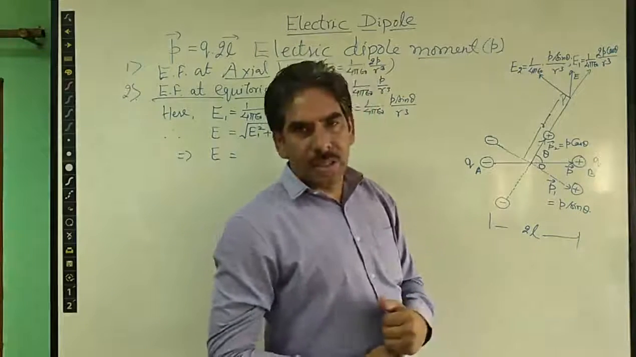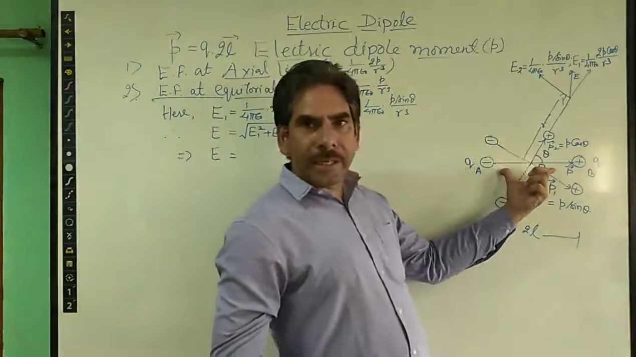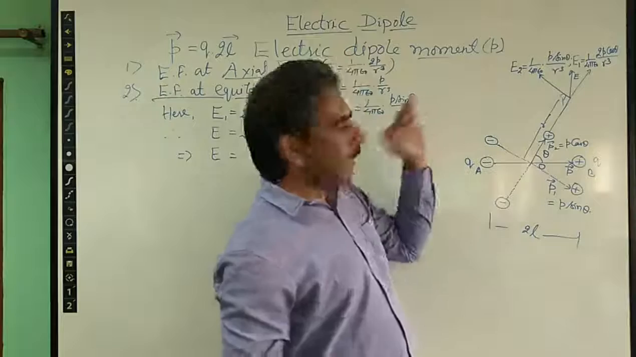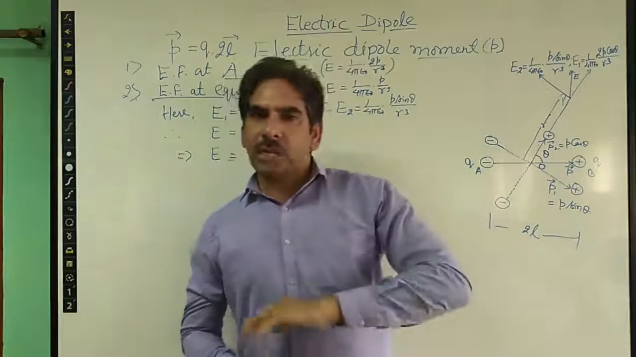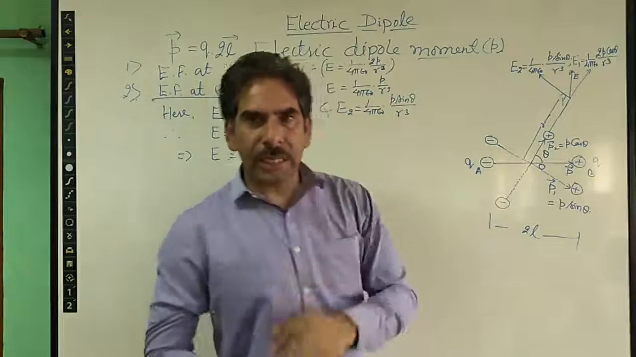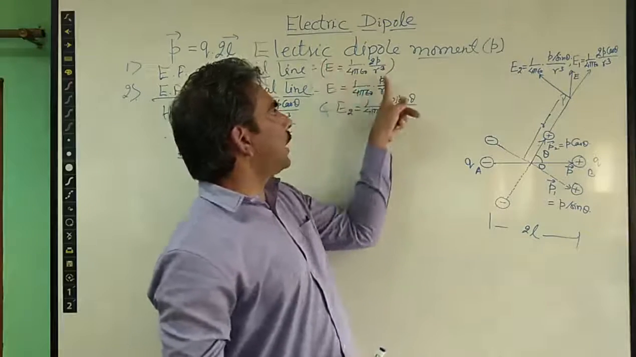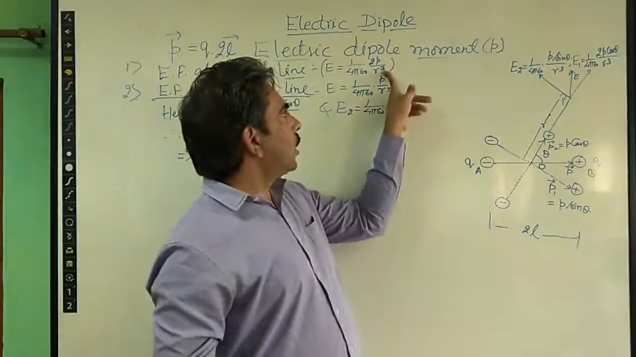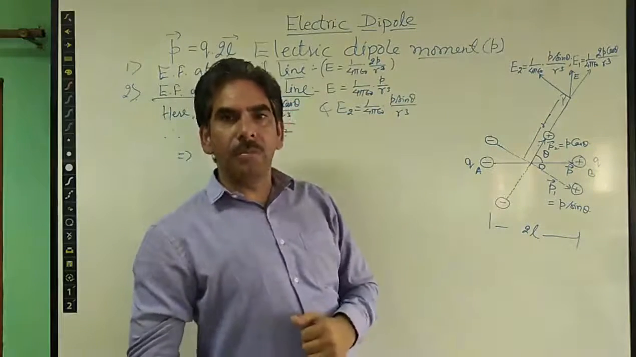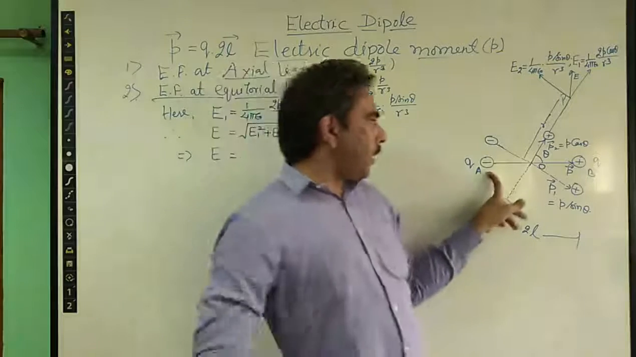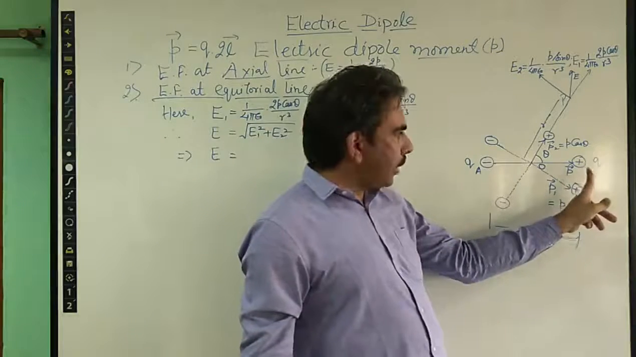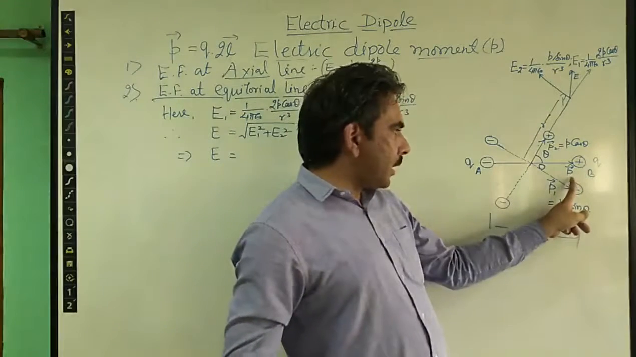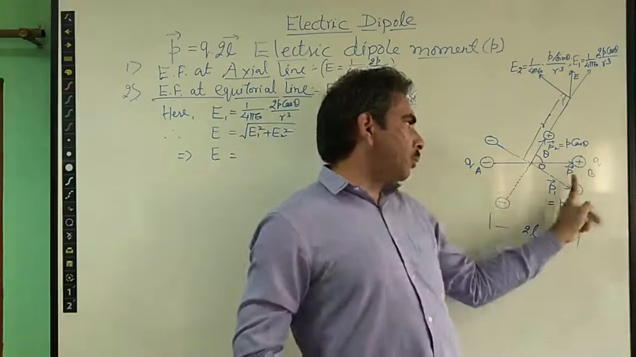Here is the given electric dipole, the actual electric dipole. In earlier cases we discussed that on the axial line as well as on the equatorial line, the electric field is represented in terms of the electric dipole moment of the dipole and not the charge. That is the advantage of using the concept of electric dipole moment. The electric dipole moment of this dipole is conventionally directed from negative to positive charge, so I am representing it here.